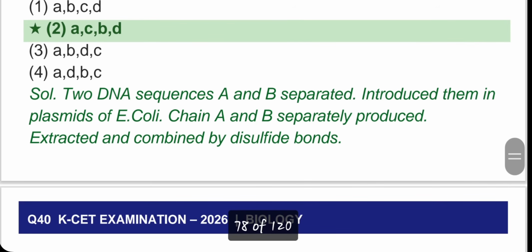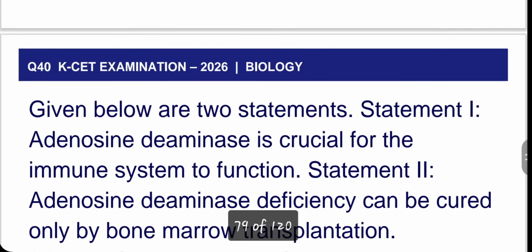The 2 DNA sequences of A and B are separated and introduced in the plasmids of E. coli. Chain A and B are separately produced, extracted and combined by disulfide bonds. So ACBD is the correct option.